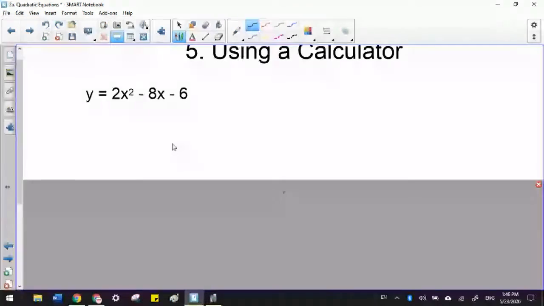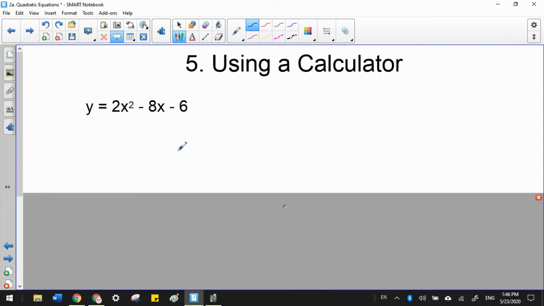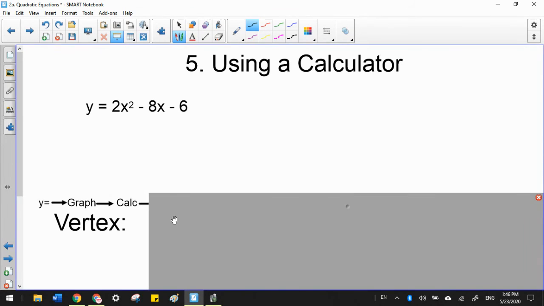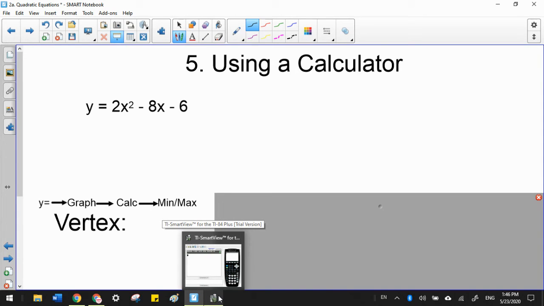Before we go into trying some tough problems, I want to show you how you can use a calculator to do very basic things in terms of finding important points for a quadratic. So first, let's talk about finding the vertex. I have the directions written down here, but I'm going to show you with a calculator. So we have the equation 2x squared minus 8x minus 6.